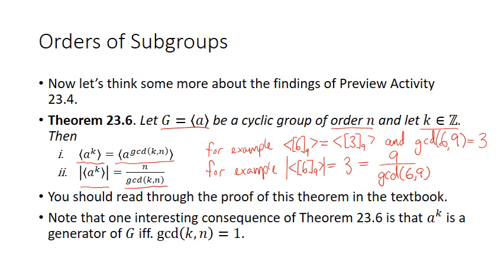And you should read through the proof of that theorem in the textbook. It's interesting and worth knowing. One of the other interesting consequences of this theorem is that a to the k will only be a generator of G if and only if the GCD of k and n, where n is the order of G, is 1. So if you have any element in a cyclic group G and its exponent is relatively prime to the order of the group, then that element will generate the group.